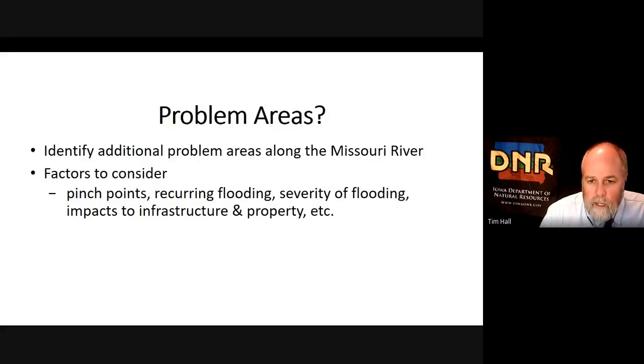So that's just one example of impacts caused by the flooding here at Nebraska City. So that's one example, the Platte River and Plattsmouth and the confluence of those two rivers. But up and down the Missouri River from Sioux City all the way down to southwest Iowa, there are additional problem areas that we know are out there. We want to have you help us identify those problem areas. Pinch points, where is there recurring flooding? Where is the severity of the flooding particularly bad? Where are we vulnerable to impacts to infrastructure, to ag ground, communities? We want to try to make a list of all of those problem areas along the Missouri River.